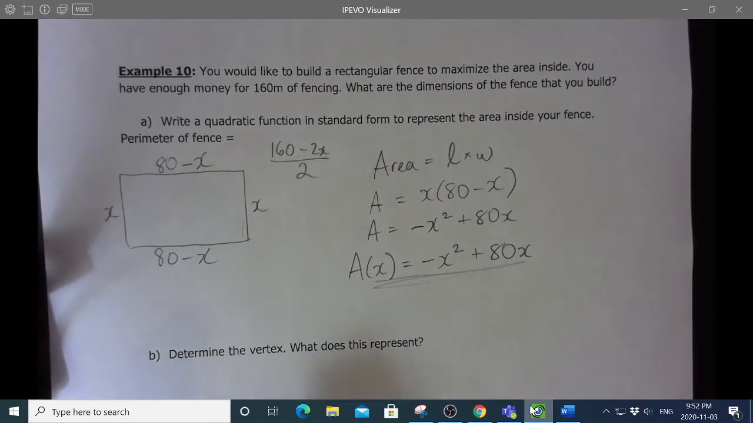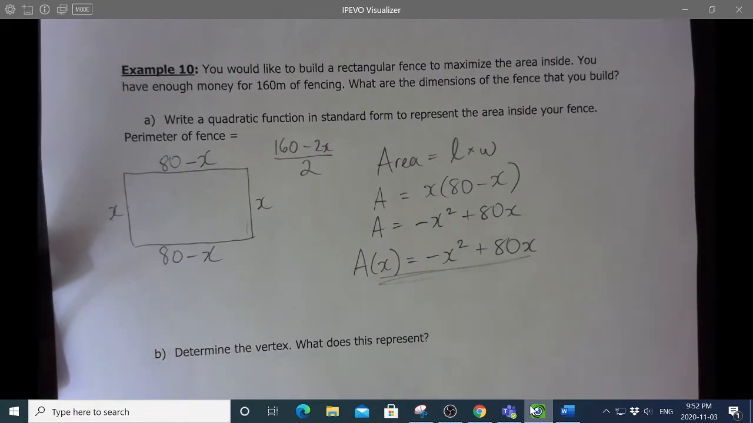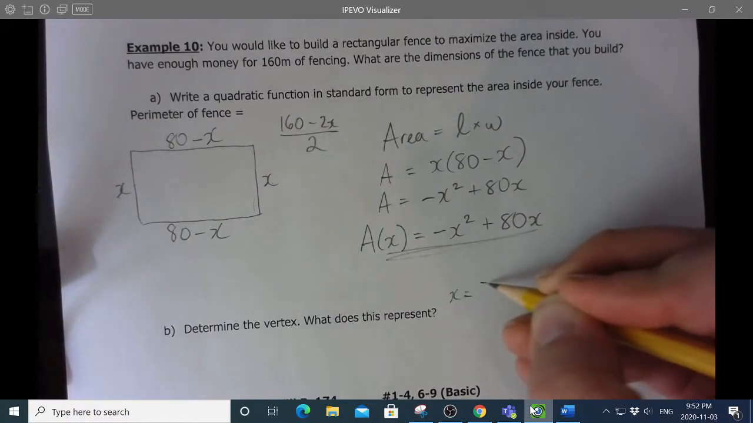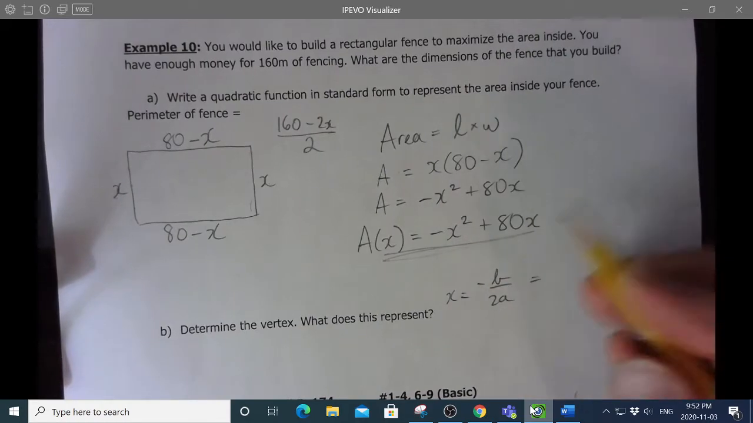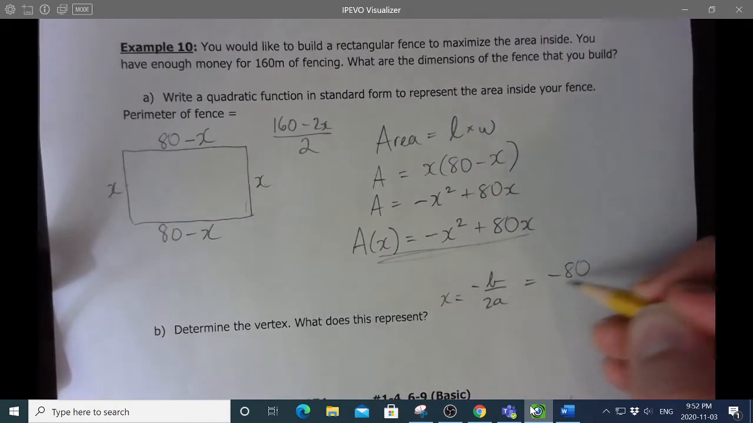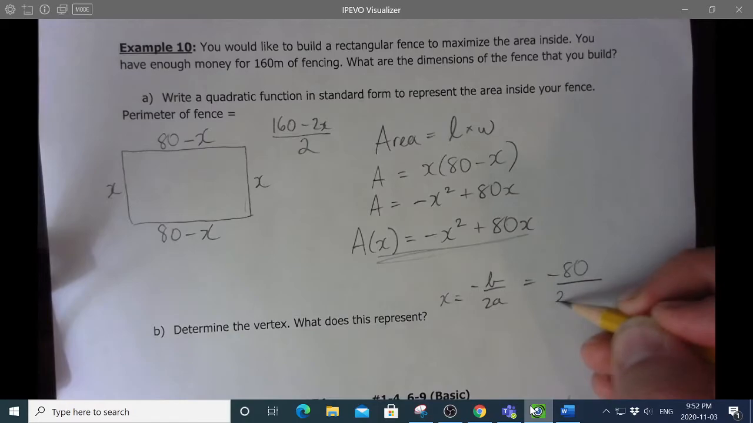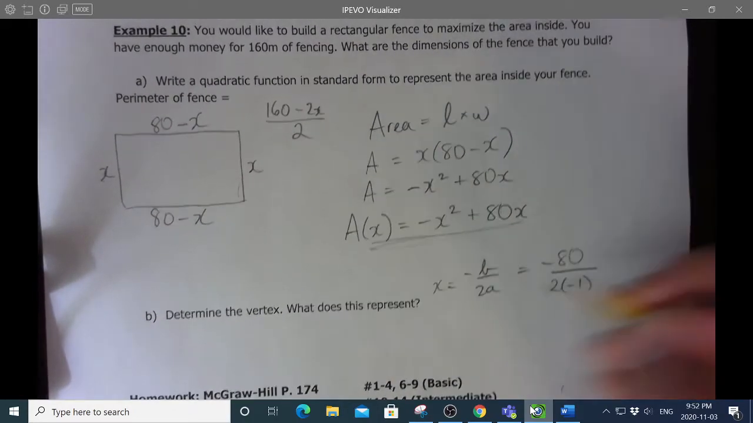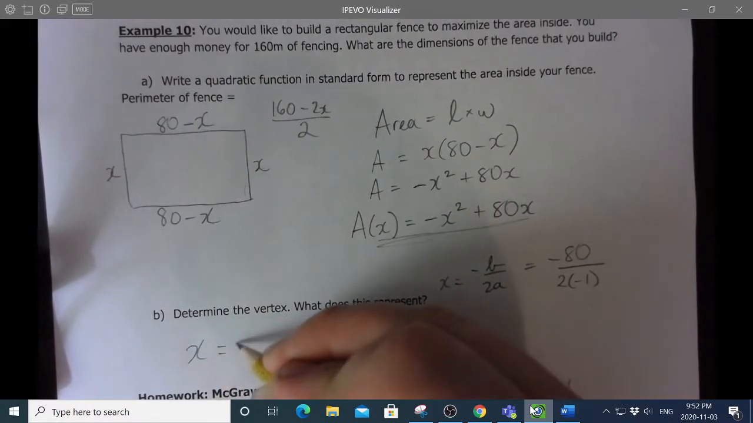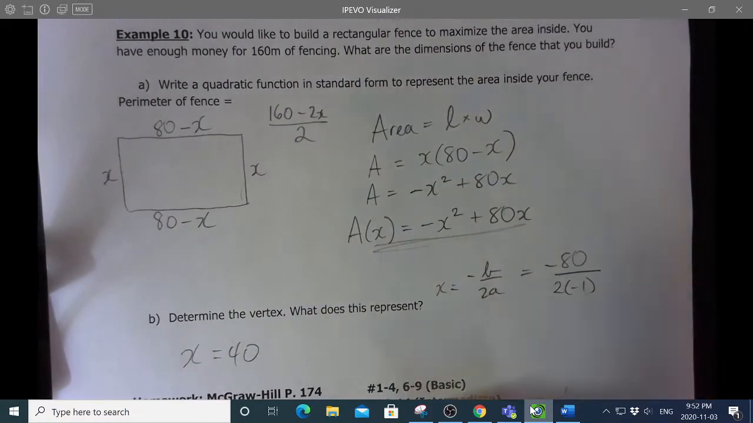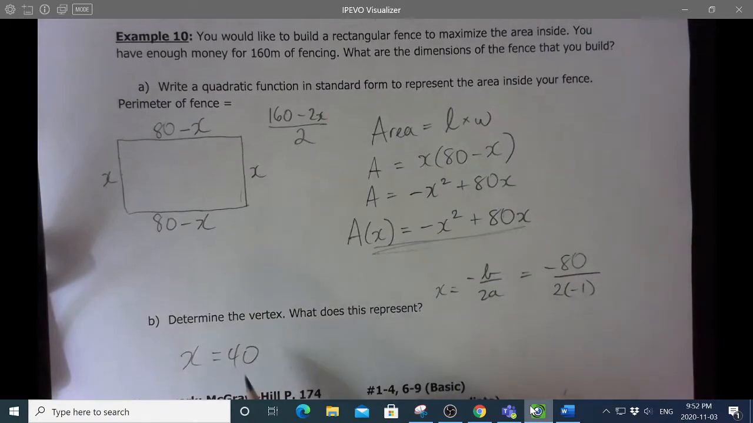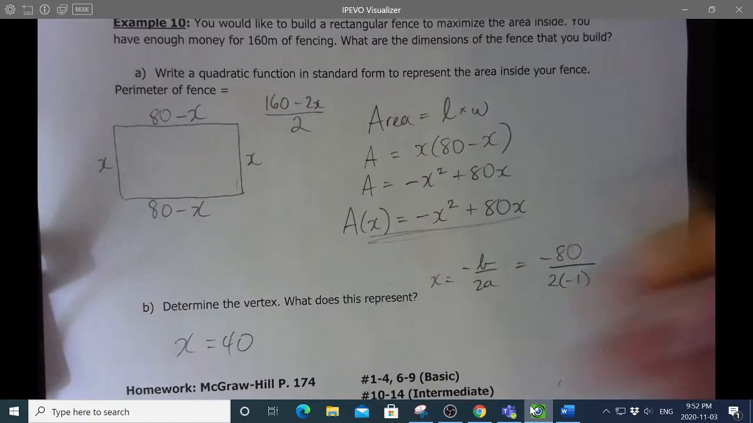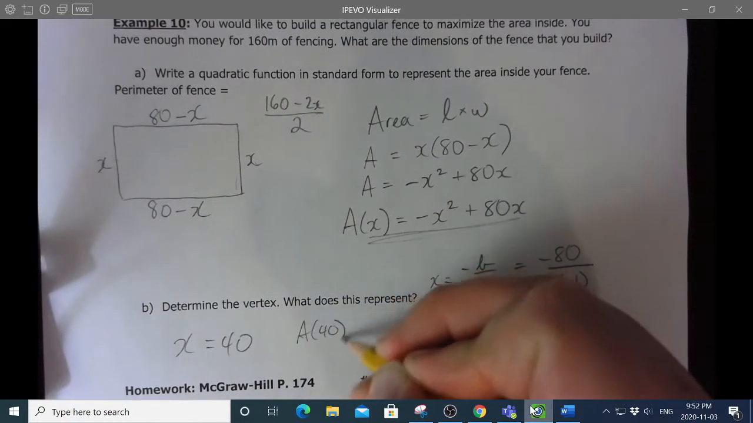Now, determine the vertex. So what's the vertex of this thing? Well, remember, we have a formula for vertex. The x-coordinate of the vertex is negative b over 2a. b here is 80 over 2 times negative 1, which is, the negatives cancel, and 80 divided by 2 is 40. So the vertex is 40. And okay, so the vertex x-coordinate is 40. Let's find the y-coordinate. So basically I want A of 40, to use function notation again.